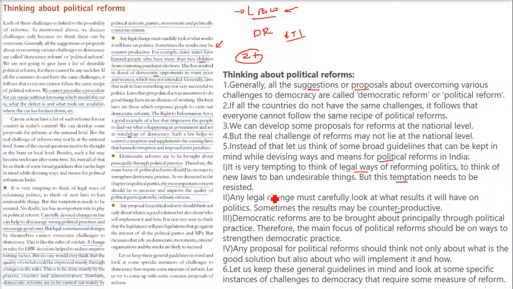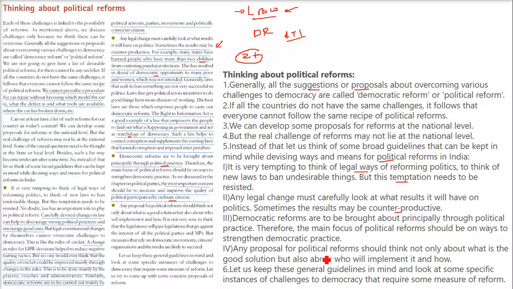The next thing is that democratic reforms are to be brought about principally through political practice, because most laws are made by whom? Through political parties only. So the main focus of changing or amending the political structure of the country should be on ways to strengthen democratic practice. The most important concern should be to improve the quality of political participation by ordinary citizens, that is, people who are activists, who understand politics, and who want to do things for the masses or the marginalized class. They should come into politics.